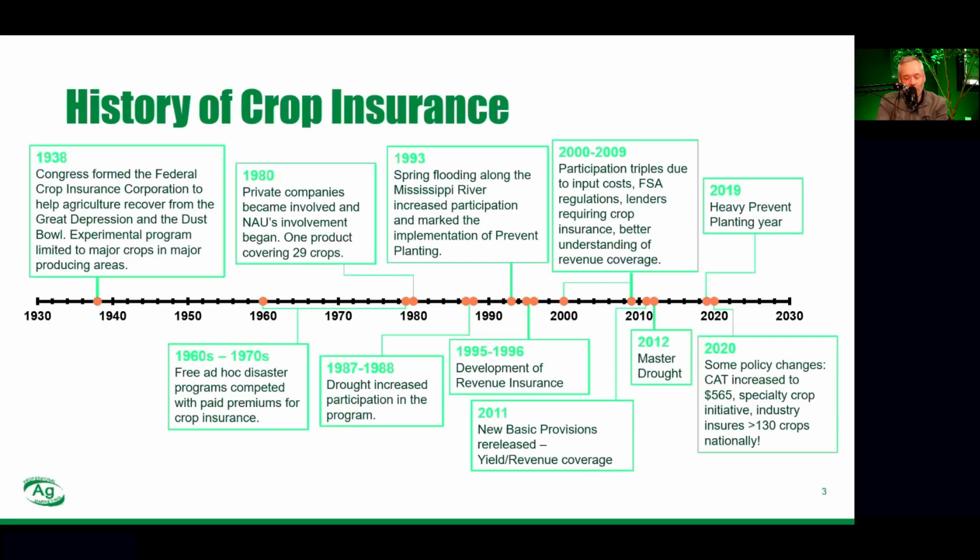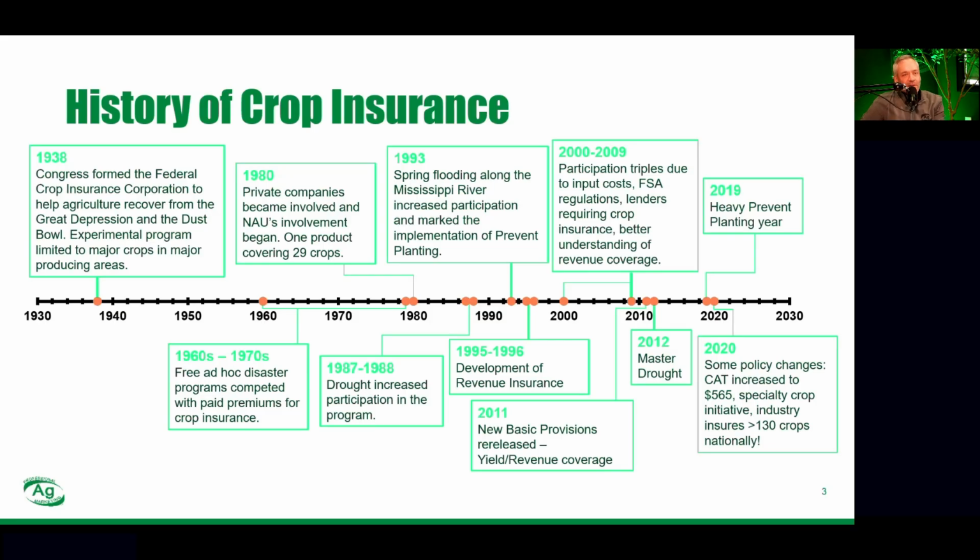And we're going to wrap up with the APH discussion. APH is what all of our guarantees and liability are based off of. And it's that number, that APH, that approved yield number, that a lot of farmers like to know and talk about when they're discussing their crop insurance. So that's the agenda for today, and let's go ahead and get rolling.